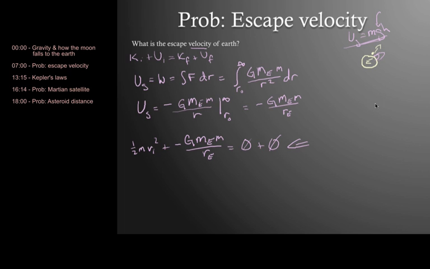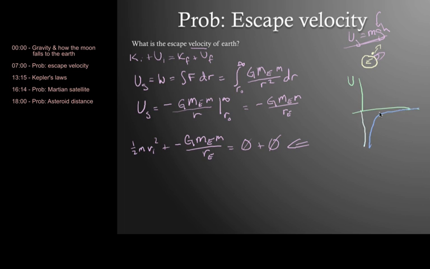But another way to think about this is that if you look at U, so this U is proportional to 1 over r. So as you get closer, let's use a different color. As you get closer to the Earth, this diverges.